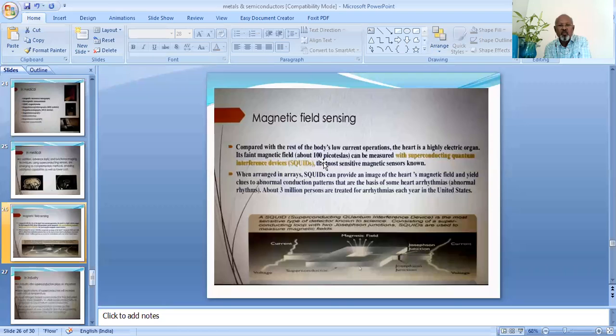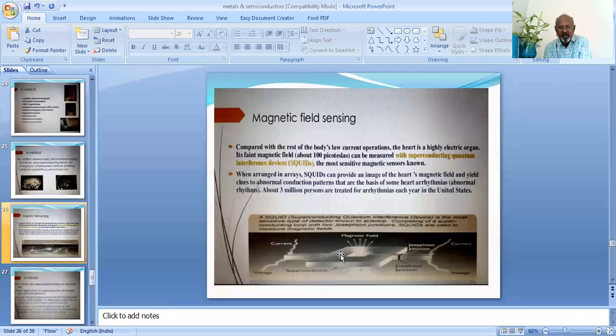Compared with the rest of the body's low current operation, the heart is a highly electric organ. Its faint magnetic field, which is about 100 picoteslas, can be measured with the help of the SQUID technique. SQUID is nothing but superconducting quantum interference devices. These are the most sensitive magnetic sensors known, and here they are arranged in arrays.